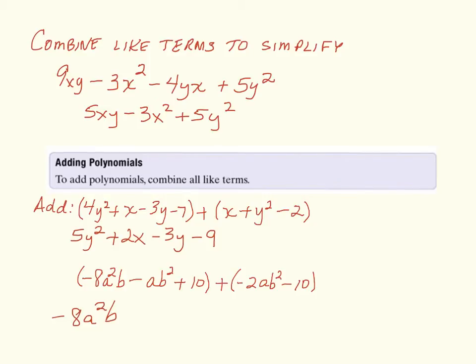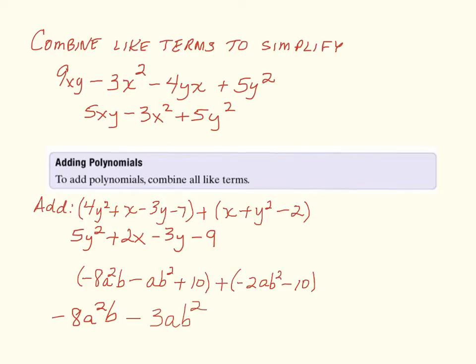Negative 8b squared can be combined with 8b. Negative ab squared can be combined with negative 2ab squared. So together that's a negative 3ab squared.